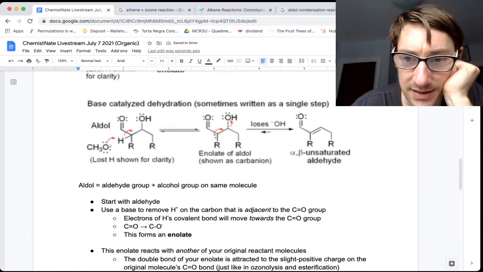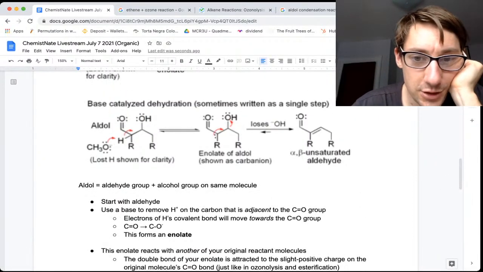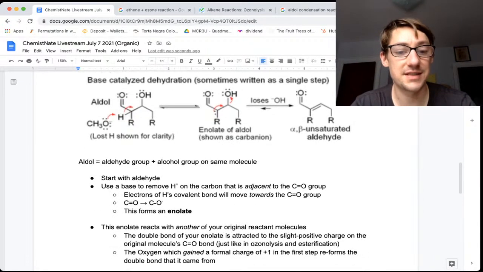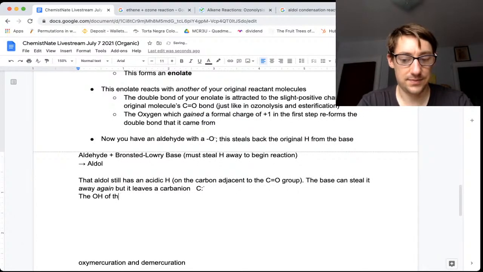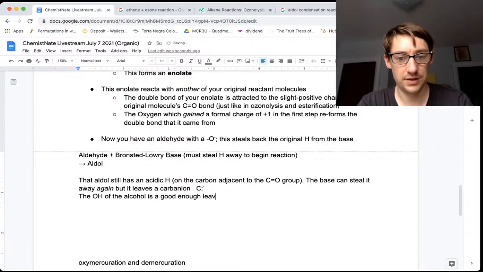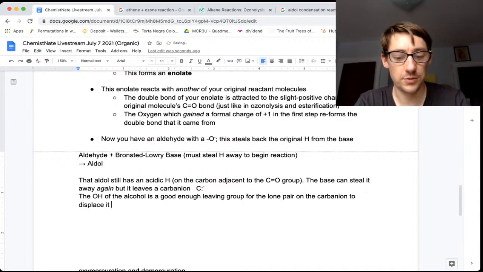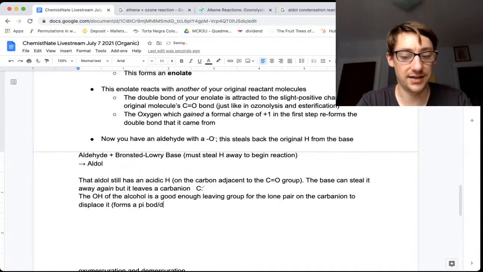What does it propose happens? Oh, it proposes that it moves into a pi bond and the OH becomes a leaving group. The OH of the alcohol group is a good enough leaving group for the lone pair on the carbon ion to displace it. This forms a pi bond, a double bond, between the two carbons.